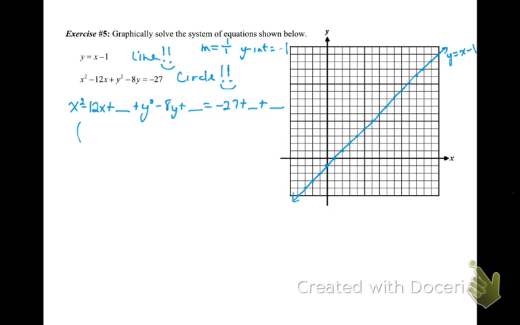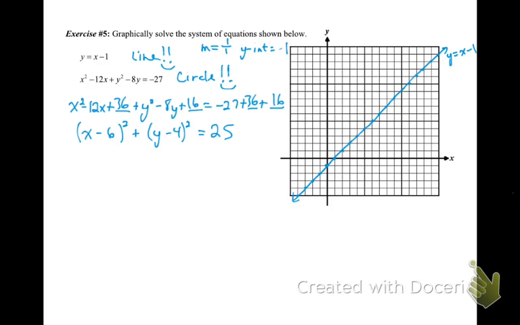So we have to take half of negative 12, which is negative 6. Half of negative 8 is negative 4. Now we have to complete those squares to make sure we have a perfect square trinomial. So negative 6 squared is positive 36. Add that to both sides. Negative 4 squared is positive 16. Add that to both sides. And then find out what you get when you do negative 27 plus 36 plus 16. Hey, look at that. Still another perfect square.